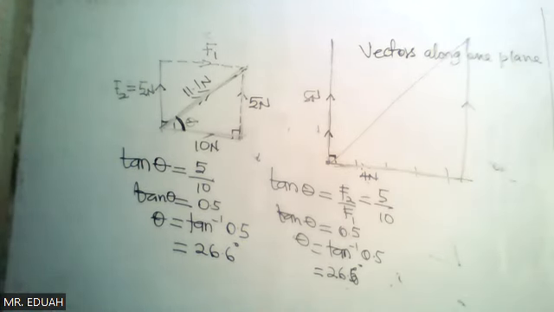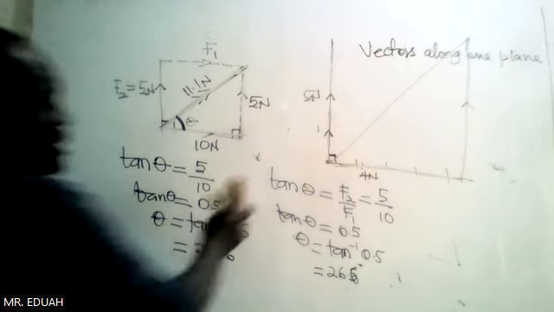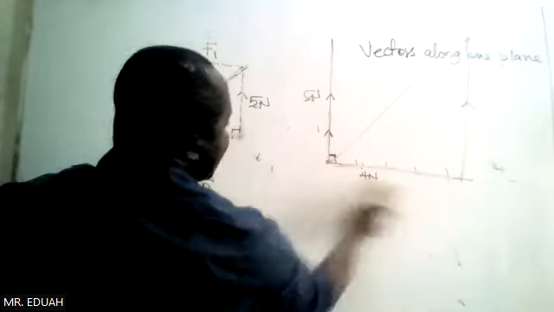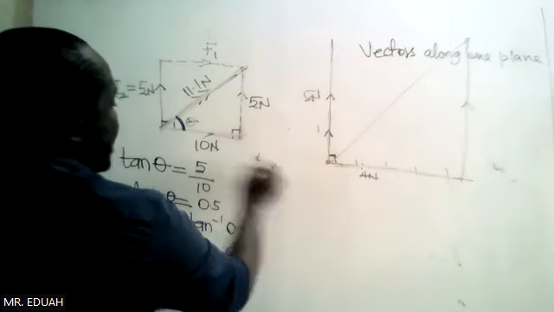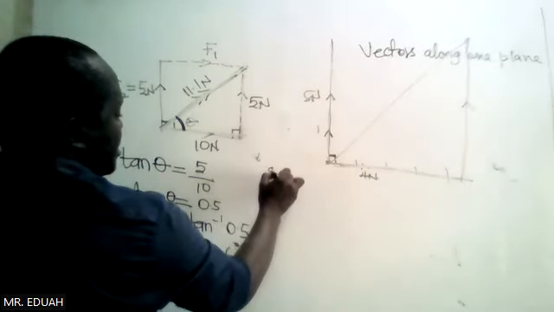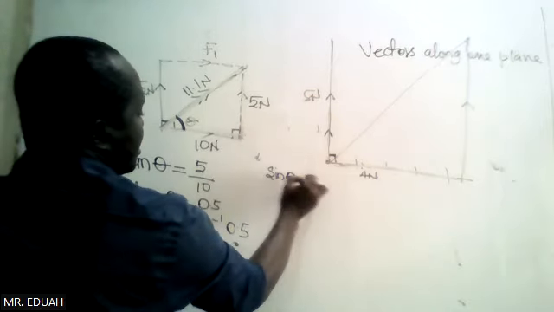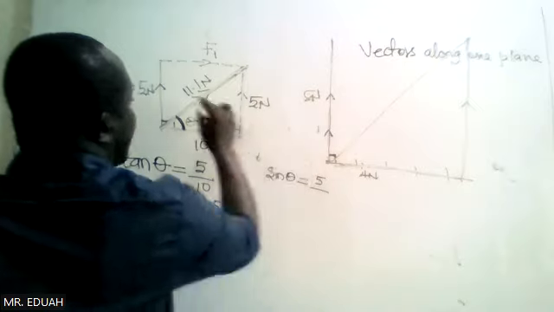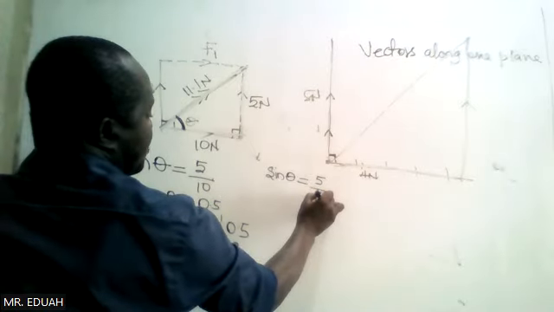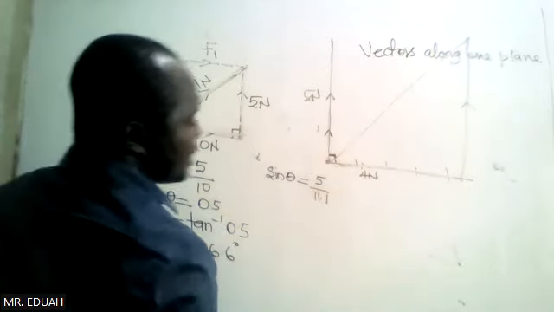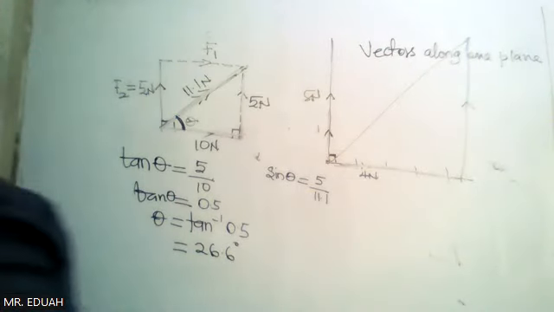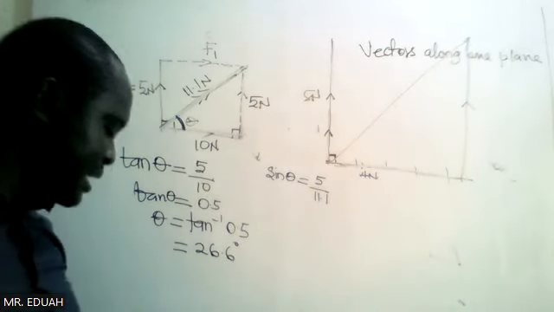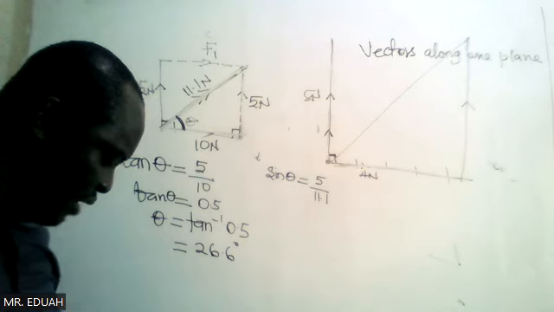Are you okay? Yes, please. Somebody can also decide to use sine. Sine of the angle theta is equal to opposite 5 over hypotenuse 11.1. Divide 5 by 11.1. Then take the sine inverse. Let's see what you have.